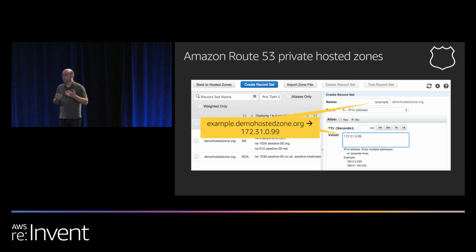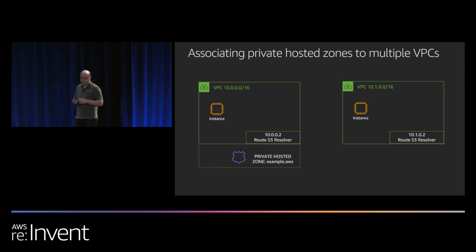Route 53 also provides you the ability to resolve private DNS names and DNS names that you define using private hosted zones. Using private hosted zones, you can define these domain names within Route 53, and you can associate them with your VPC. So now the VPC on the left side has the ability to resolve this private hosted zone, example.aws. But I also want the VPC on the right-hand side to be able to resolve that same private hosted zone. So how do I do that?